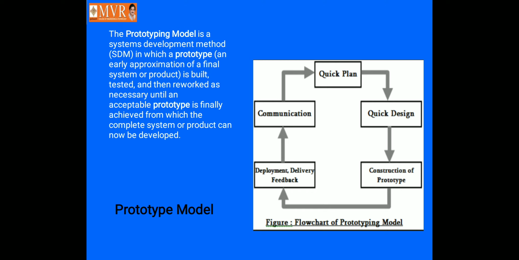Next one is prototyping model. The prototyping model is a system development method in which a prototype is built, tested, and then reworked as necessary until an acceptable prototype is finally achieved, from which the complete system or the product can now be developed.